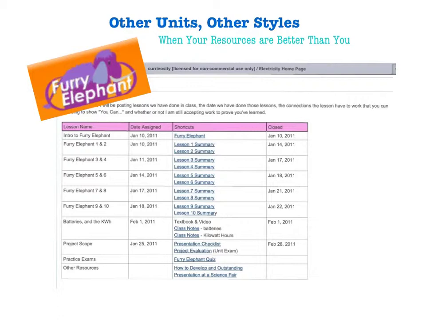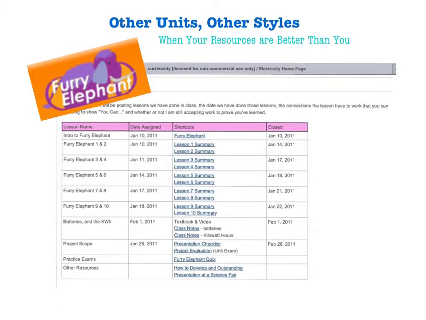What I like about the subtitle, "When Your Resources Are Better Than You," is that there's this wonderful website on physics called Furry Elephant that walks through the fundamentals and basics of electricity so well that I think I probably learned it as I was teaching it for the first time as a grade 9 science teacher, because the website was able to clear up so many misconceptions. It was animated, it was visual, it was auditory, it had everything, and then at the end of each lesson there was a summative multiple choice test that allowed the students to check in and see where they were at.